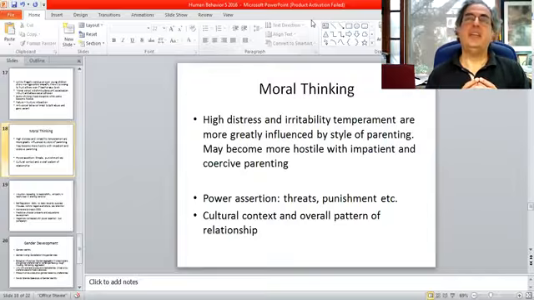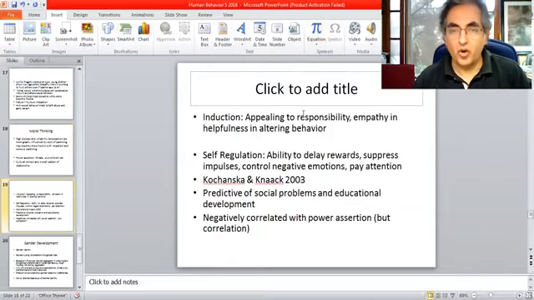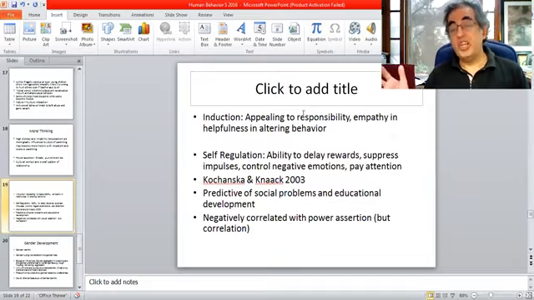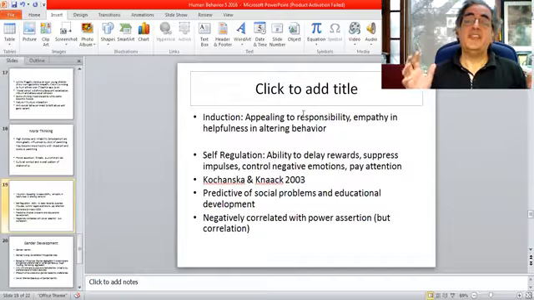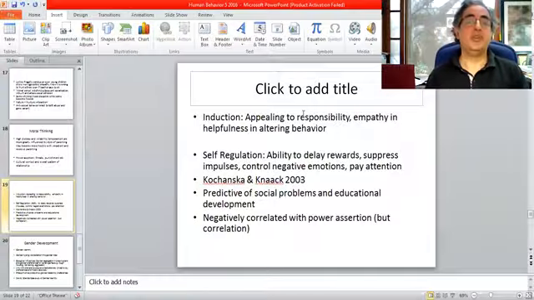What this tends to do is translate the locus of control of moral behavior to the individual. And this form of doing it, called induction, appealing to responsibility, empathy, helpfulness, gives rise to a more long lasting change in moral conduct. It seems to do a lot of this primarily by increasing children's ability at self regulation.